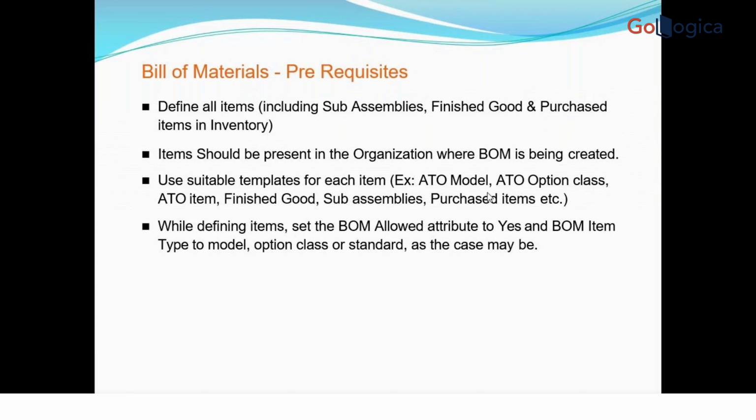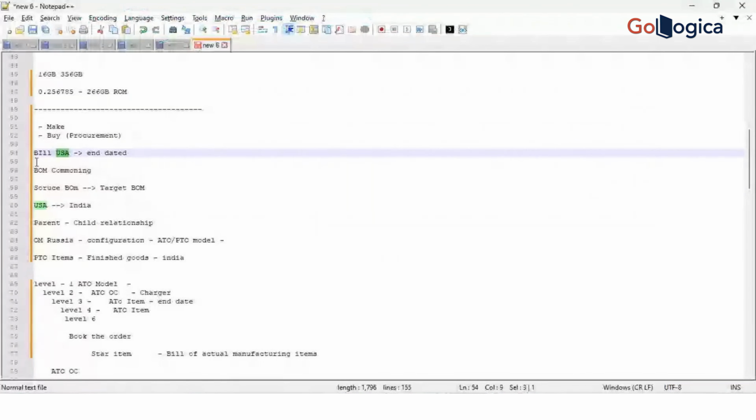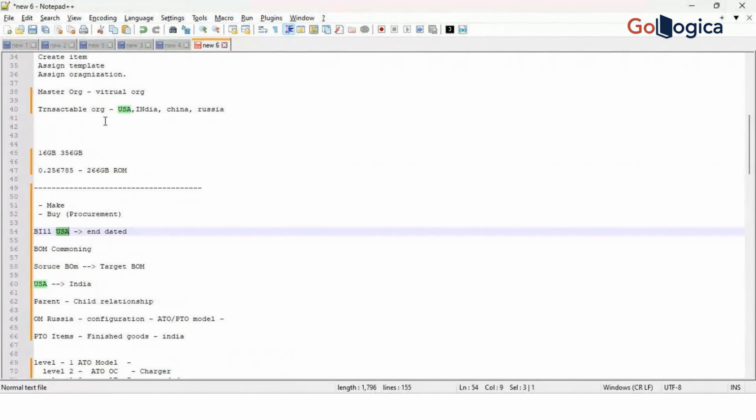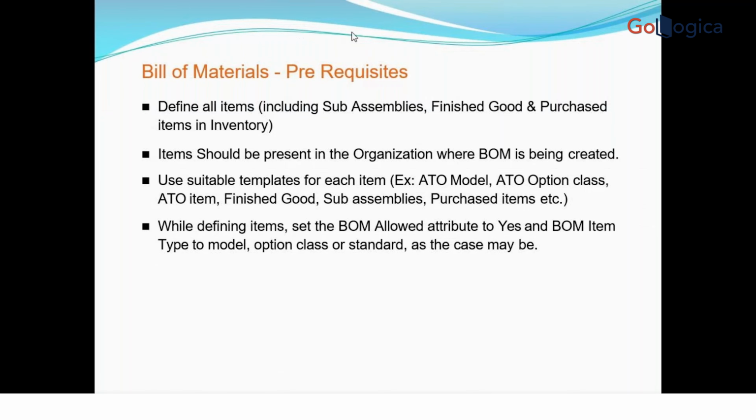Items should be present in the organization where the BOM is being created. Sometimes what happens is you create an item in the USA org and India org inventory, but before commoning, you directly create the bill in China and try to do the bill of that item. It will never be found there, because that item is never assigned to the China location. That is the reason it says the item should be present in the organization where the BOM is created. Then only you'll be able to make the BOM.